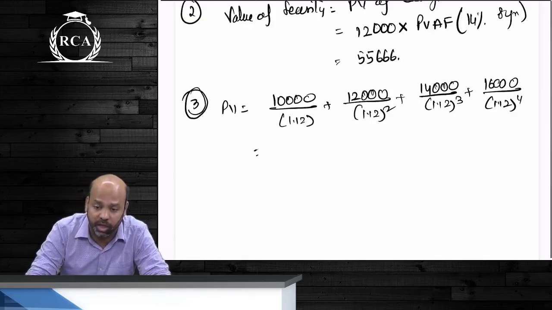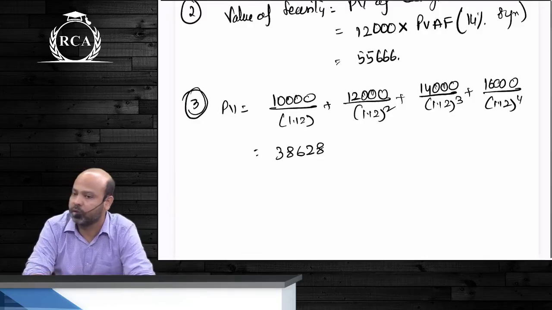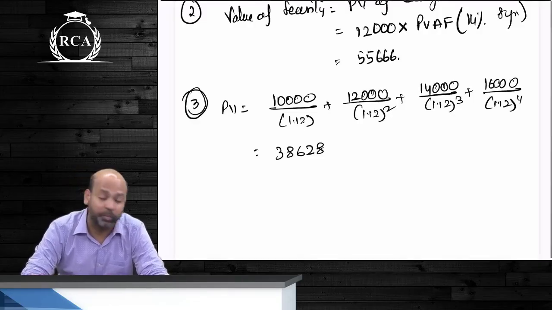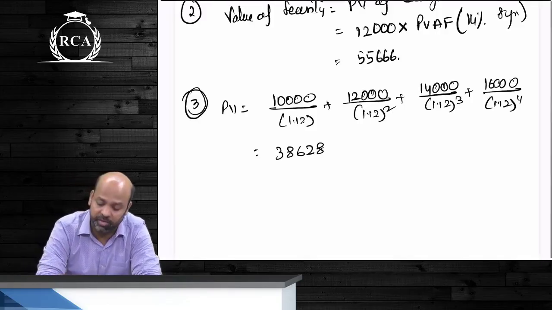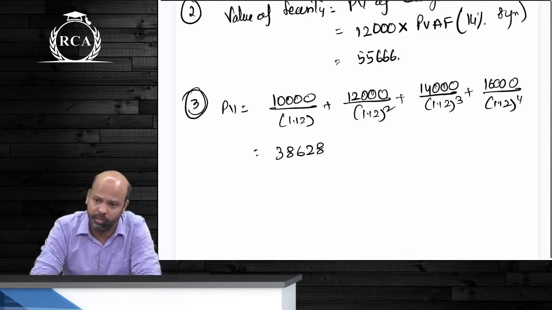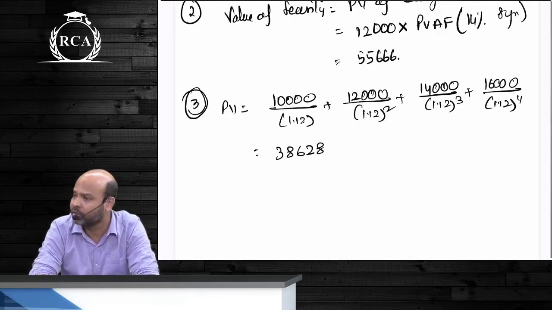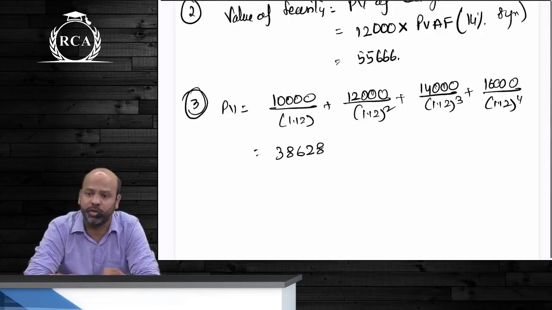Present value is 38,628. Did you all get this, guys? You can compute the cash flows separately and add the present values. First compute the first one, 10,000 divided by 1.12, and then 12,000 by 1.12 whole square, and so on. Compute all of the present values separately and add all of those values.